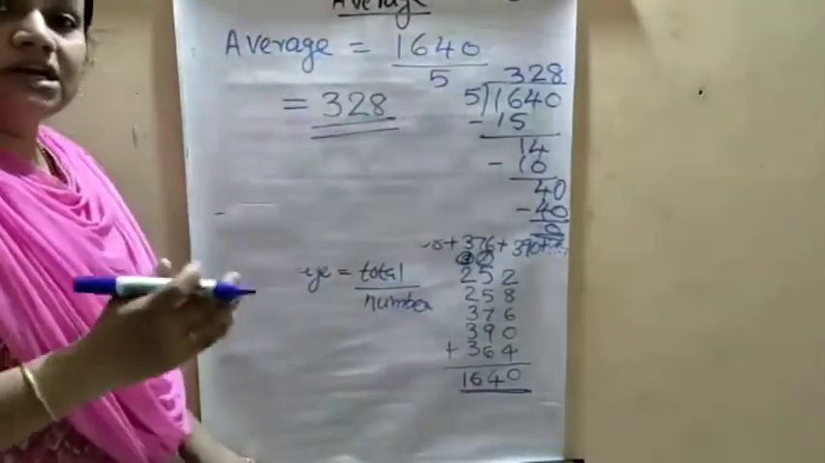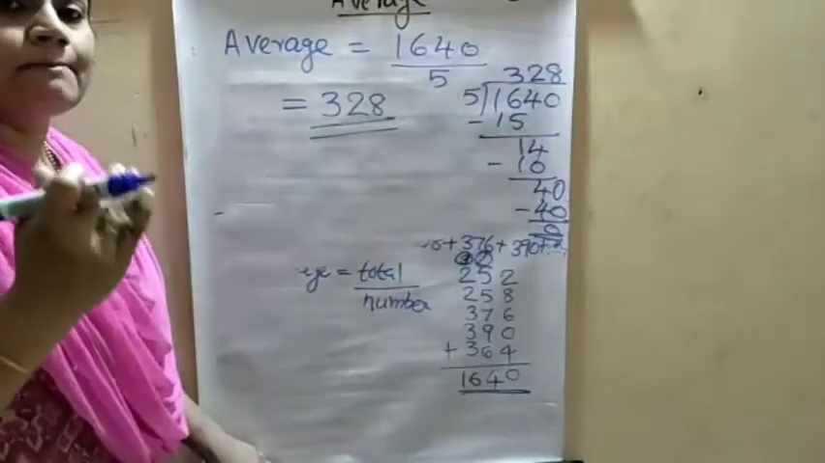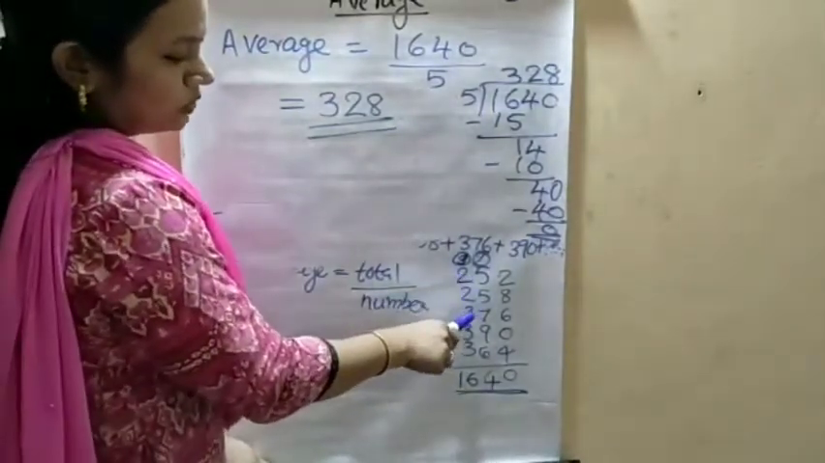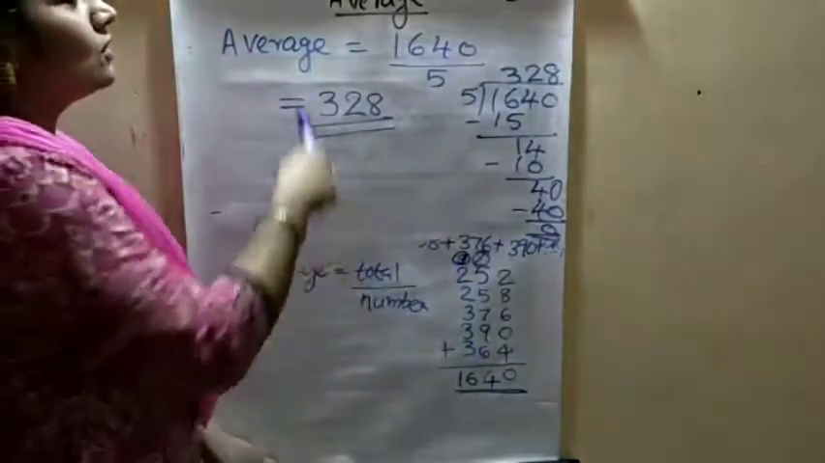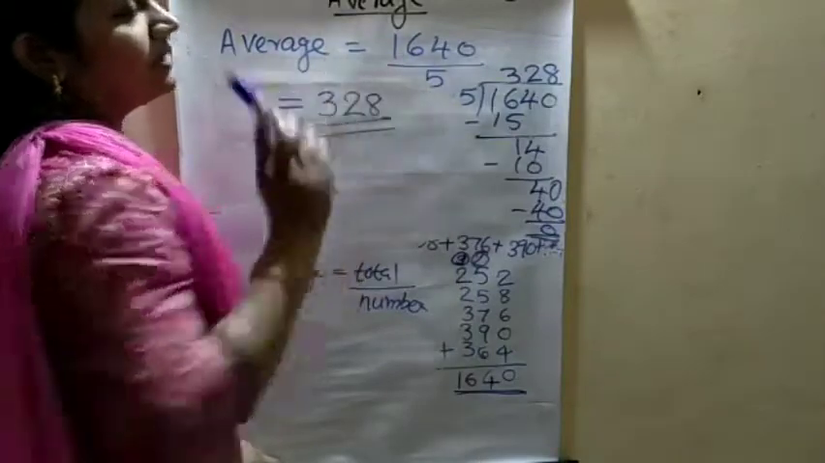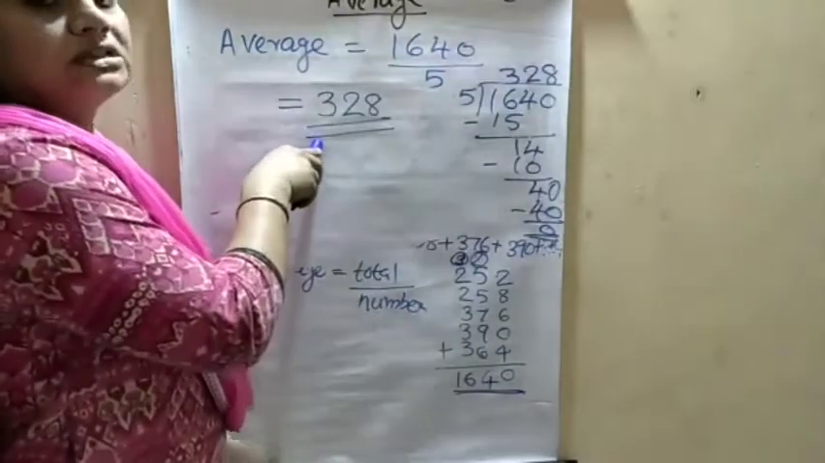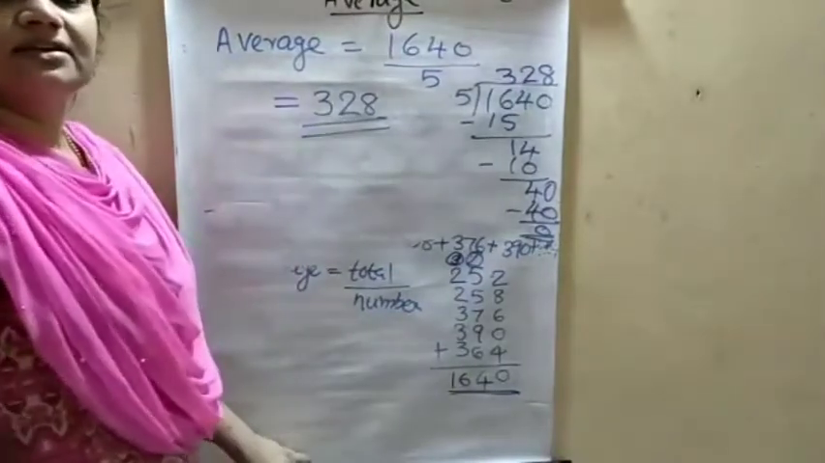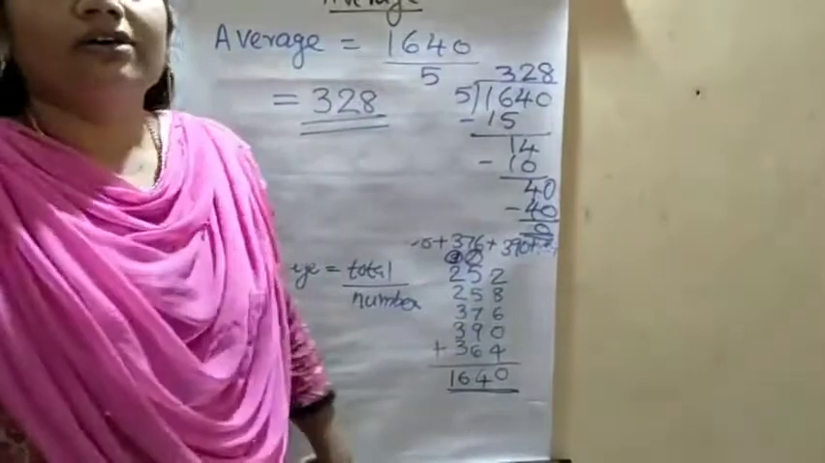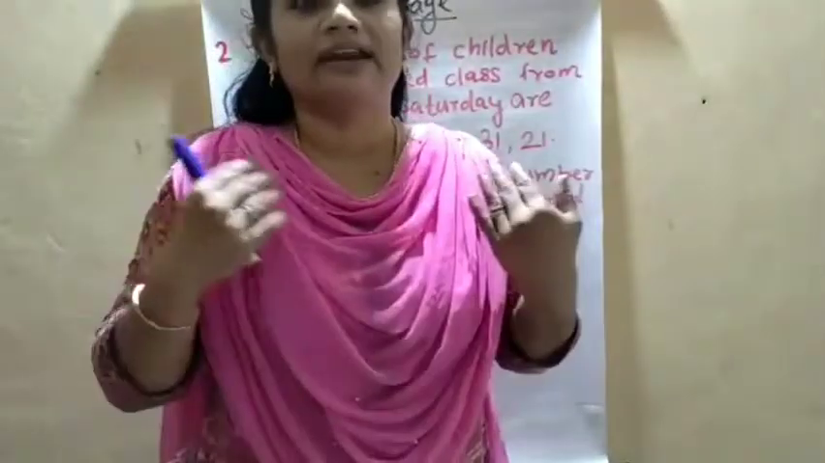1640. We already learned the average equals the sum of the addends divided by the number of addends. How many numbers are given here? 1, 2, 3, 4, 5. So we can do the division, 1640 divided by 5. What is the average? The average equals 328. Okay, understood this problem?